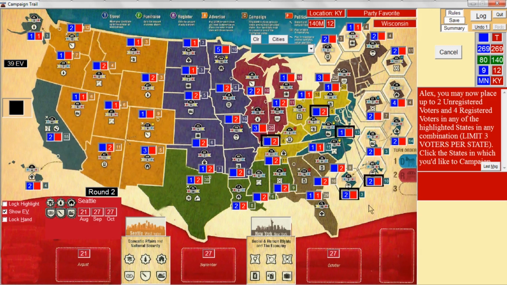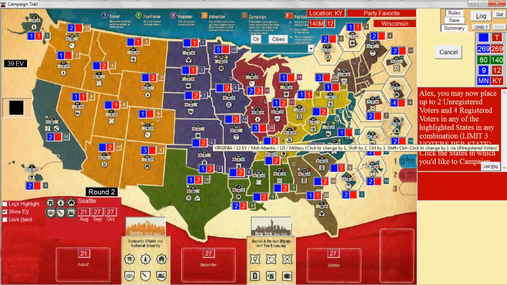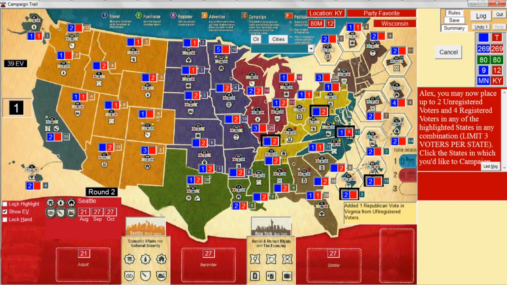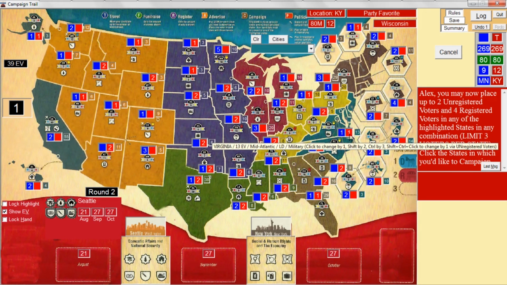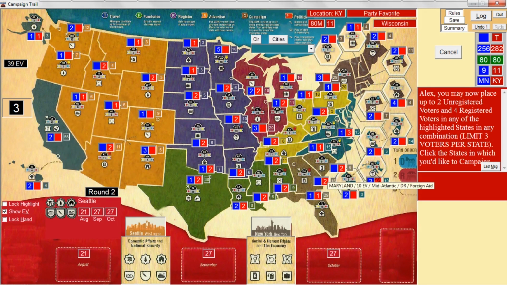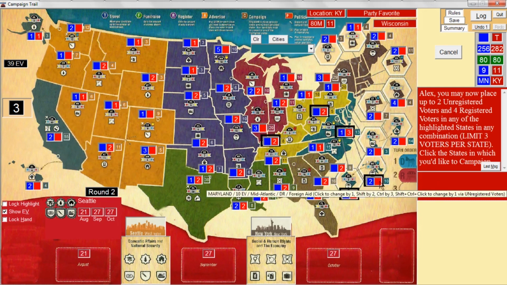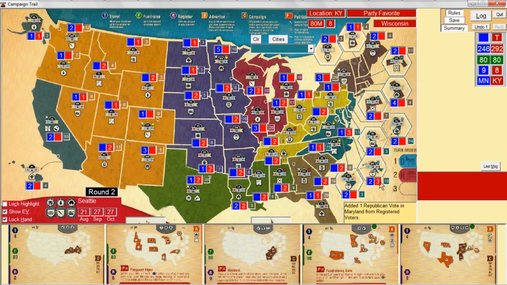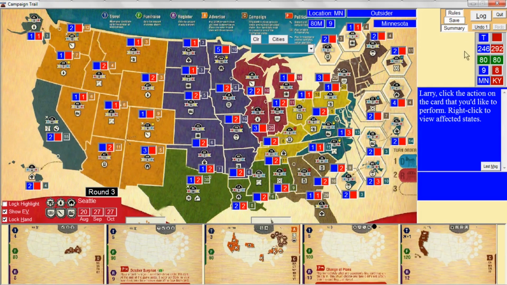Where are we going to have Alex campaign? If I go big in Virginia, she could steal those 13 electoral votes. Yeah, let's put 3 of the 6 voters in Virginia. So that's 1, 2. These are both unregistered, and now the third one's going to be a registered voter. So now I'm down to 11 registered voters. Yeah, we'll put the other 3 in Maryland and steal those 10 electoral votes. Okay, that ends Alex's turn. So now you can see that the score has shifted quite dramatically. Alex has a lead of 292 electoral votes to my 246.